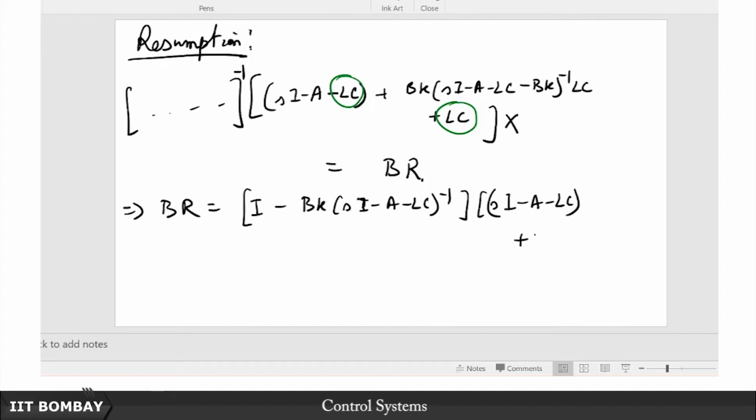plus, now notice what I am going to do here, I am going to combine these two terms. There are a few small little tricks here, but if you follow them you will see what is being done. What I am going to write is I plus bk times (Si minus A minus Lc minus bk) whole inverse times Lc, and then the third bracket, times x.